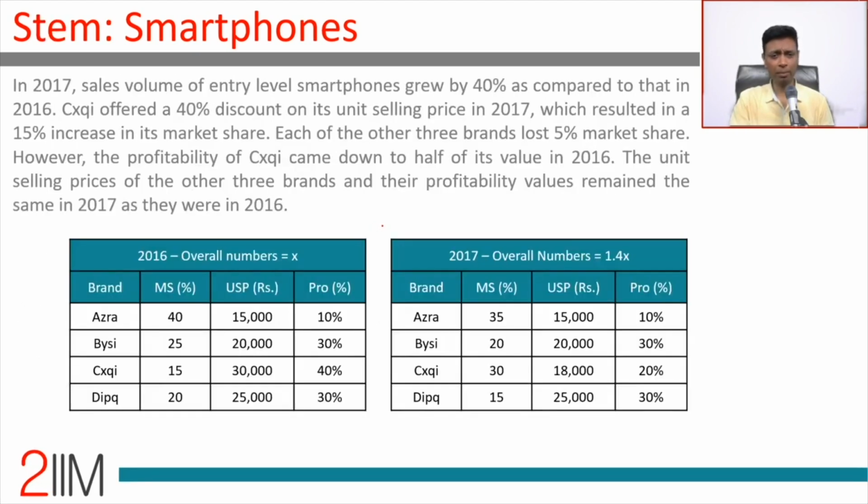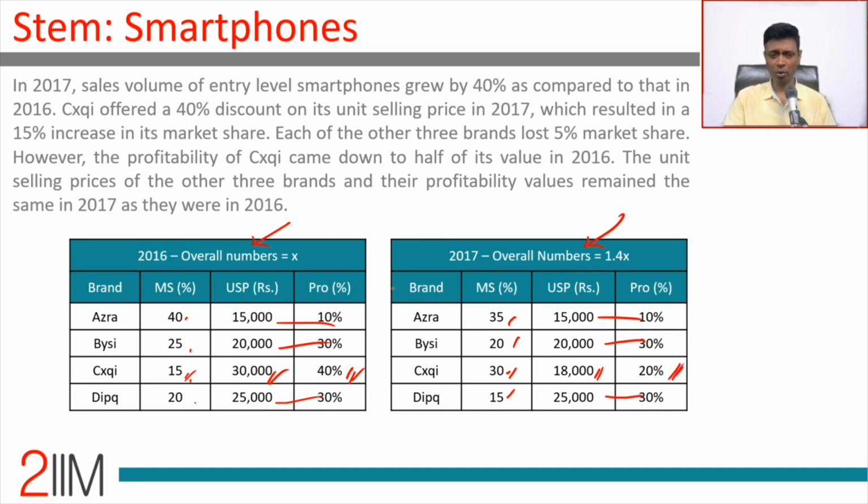Fine. I'm going to solve the stem. What are we going to do? We're going to say overall numbers X in 2016. Overall numbers will be 1.4X. So it's 40, 25, 15, 20. 15 should become 30. These three are down, 5, 5, 5. These two are same. These two are same. These two are same. 30,000 becomes 18. 40% profitability becomes 20% profitability.